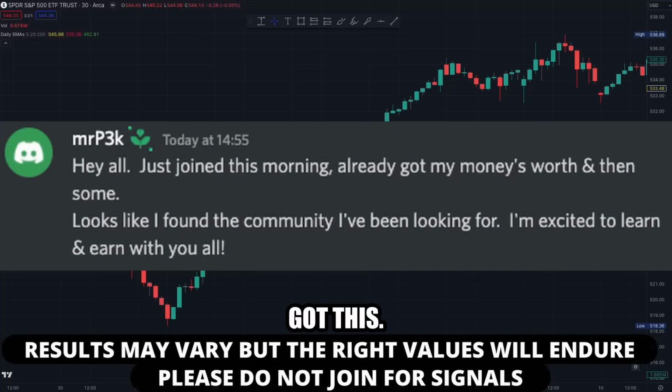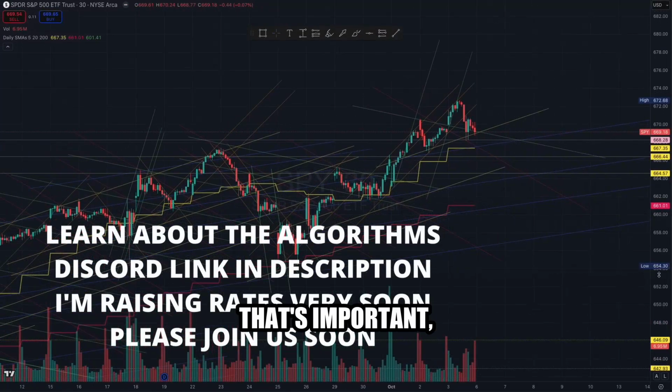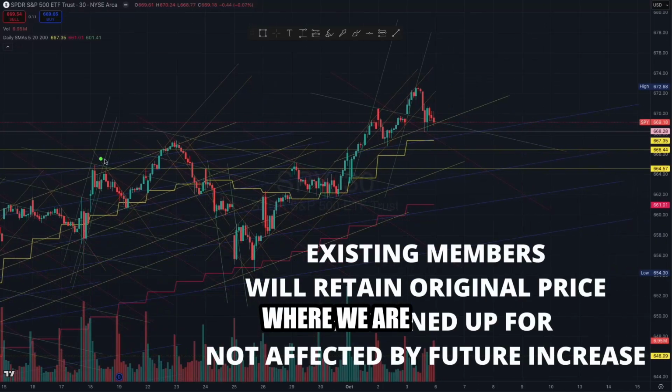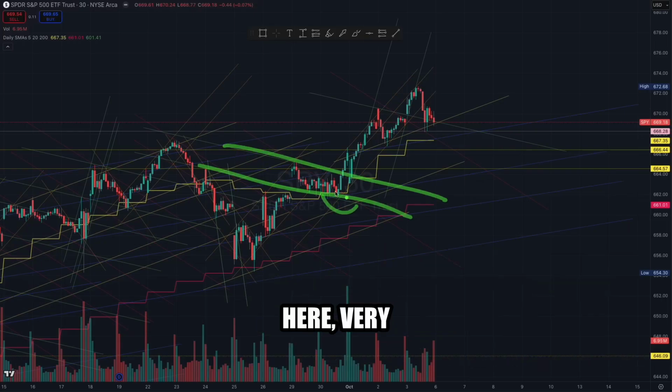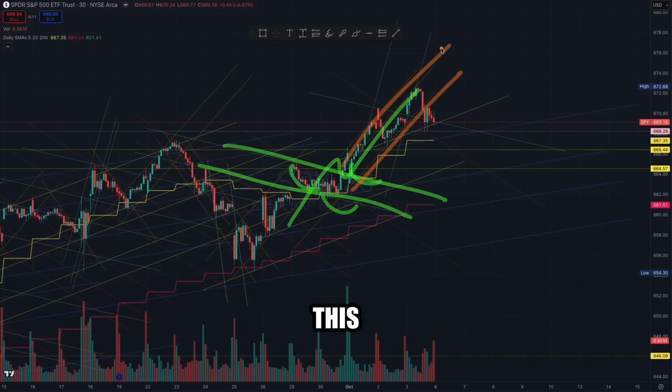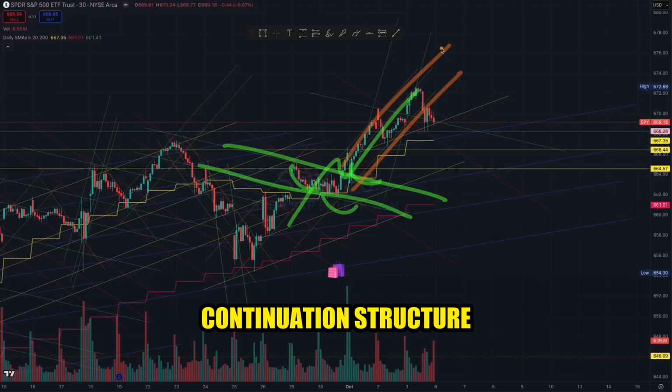Stay focused. We got this. Now, where do we go from here? That's important. You understand where we're at. From the last video, we talked about the 5-day retest here. Very important. And then we see this orange buying continuation structure here.